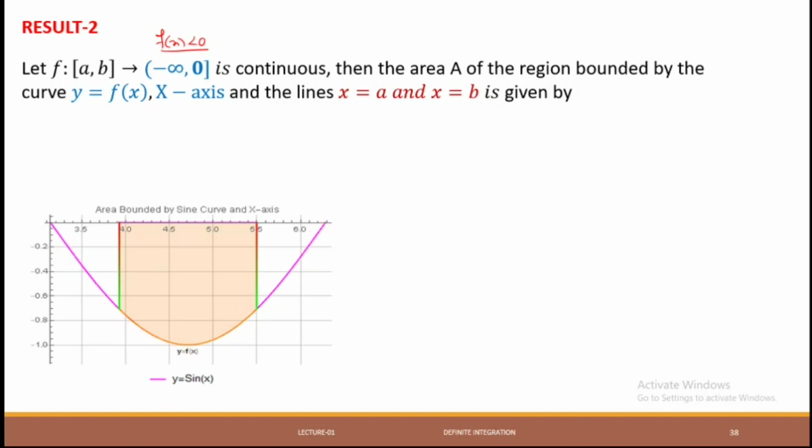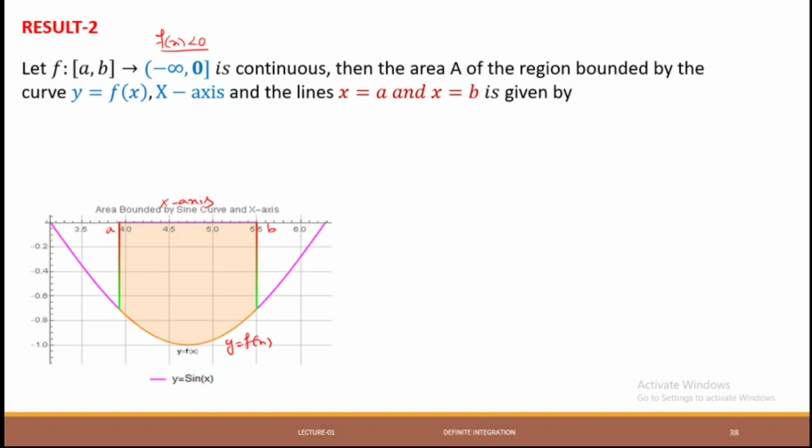Here is my point x = a, and here is my point x = b, here is my graph y = f(x), and this is your x-axis. We have to find the shaded region as shown in the figure. Now, how do we find the area of the shaded region? I would like to apply result 1 to find this area.